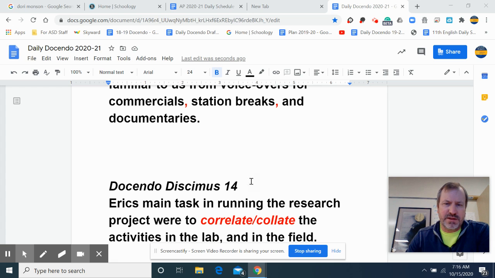Let's take a look at our sentence and think as editors here. Eric's main task in running the research project were to correlate the activities in the lab and in the field. The other word there is collate.